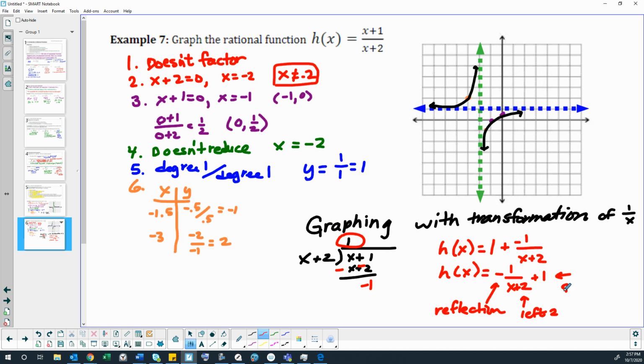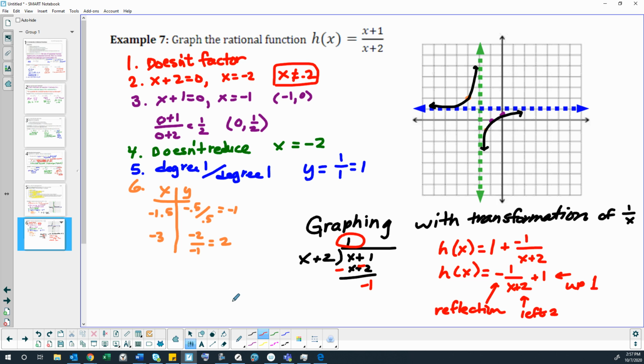And our plus 1 gives us our shift. I wasn't going to write the word shift, and then I did it anyway. Our shift up 1, our k value, and that's why our horizontal asymptote is up 1. So this isn't something you have to do. You don't have to do this on every problem where you graph it both this way and with transformations.